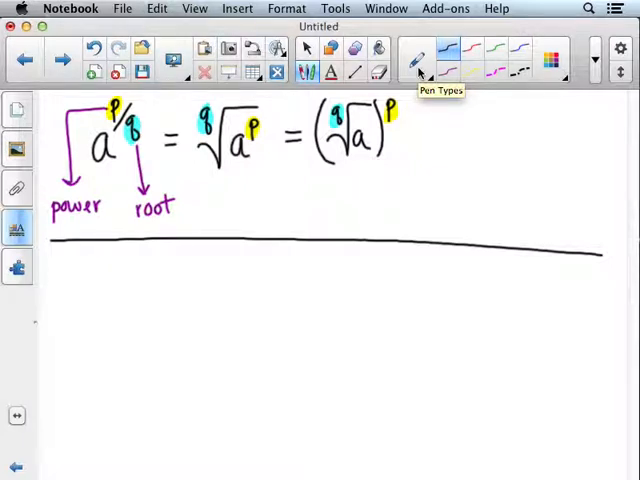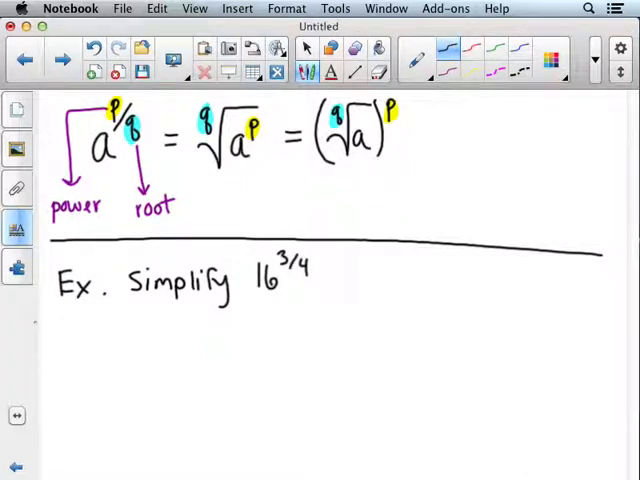So example 1 says simplify 16 to the power of 3/4. First, I'm going to rewrite this. 3 is my power, 4 is my root. Now I always say a good rule of thumb is do the root first. You don't have to, but doing the root first will make your number smaller and you'll be able to do mental math a little bit easier.